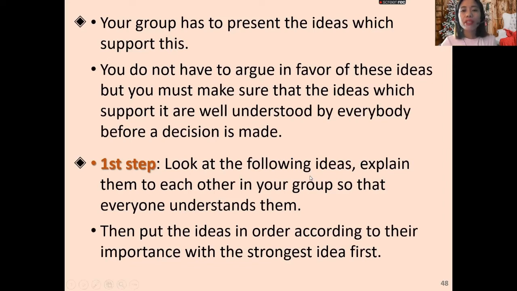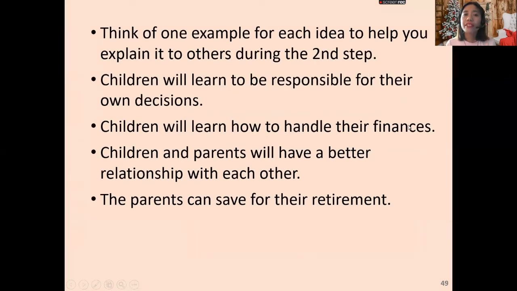So first step, look at the following ideas, explain them to each other in your group so that everyone understands them. Second, put the ideas in order according to their importance, from the most important to the least important, with the strongest idea first. Think of one example for each idea to help you explain it to others during the second step. Next, children will learn to be responsible for their own decisions. Those are the ideas, okay? Then children will learn how to handle their finances. It's already presented before, no? Children and parents will have a better relationship with each other, and the parents can save for their retirement.